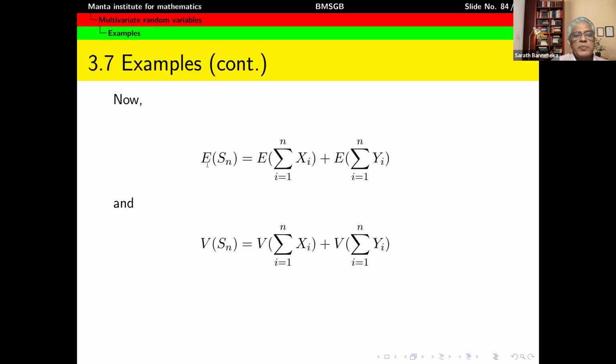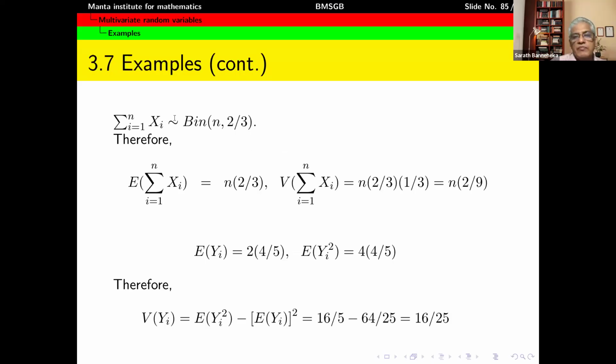Okay, so as I mentioned, the expected value of Sn will be equal to the expected value of the sum of xi. So that will be the sum of the expected values of xi, like that, and similarly this one. Here we can get it using the Bernoulli distribution properties, and for this one, we will need to calculate it using the definition.